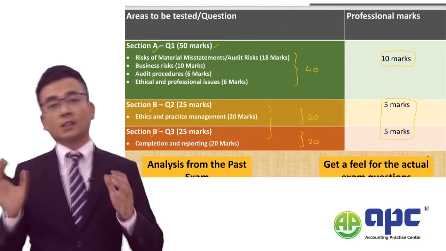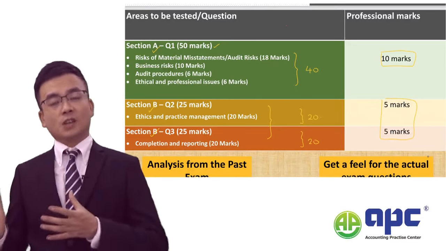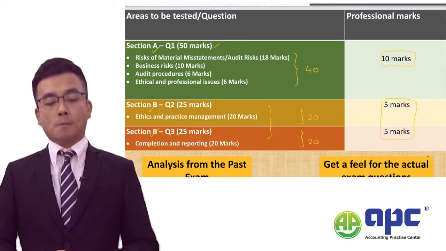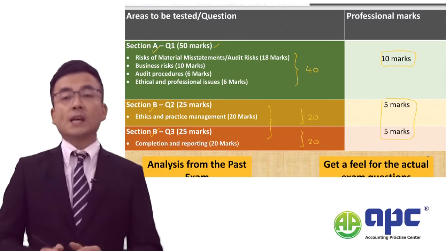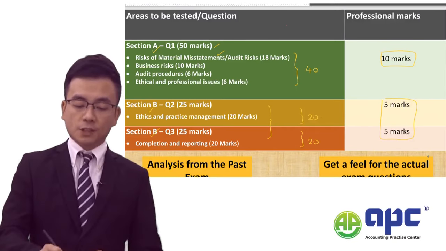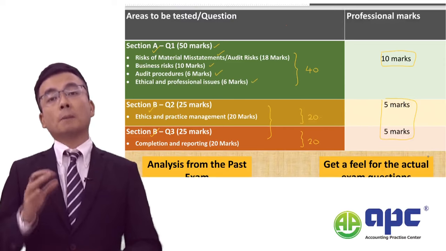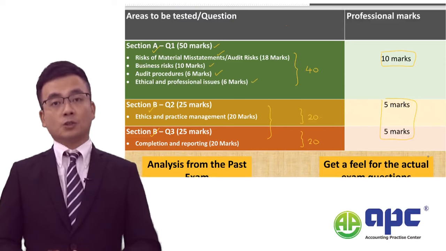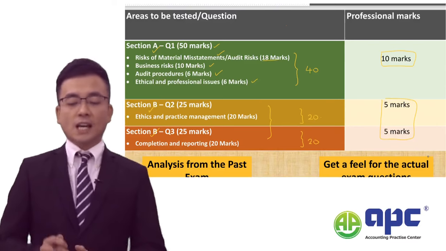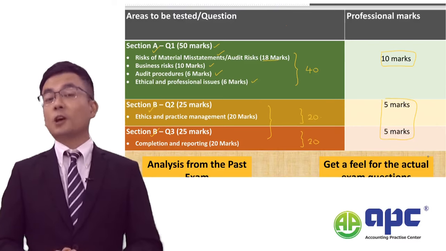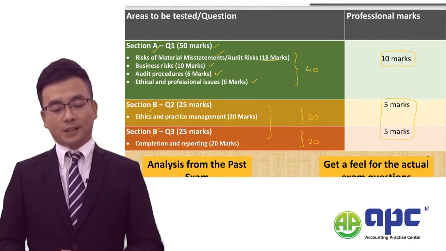I must say that this will be just on average, and doesn't necessarily mean that in the upcoming sitting exam these areas will certainly come up. For example, in question 1: the risk of material misstatement or audit risk, business risk, planning audit procedures and potential professional issues that might be tested at the planning stage of your audit. So usually 16 to 18 marks for the risks of material misstatement. I'll show you how to get these easy marks in a second.